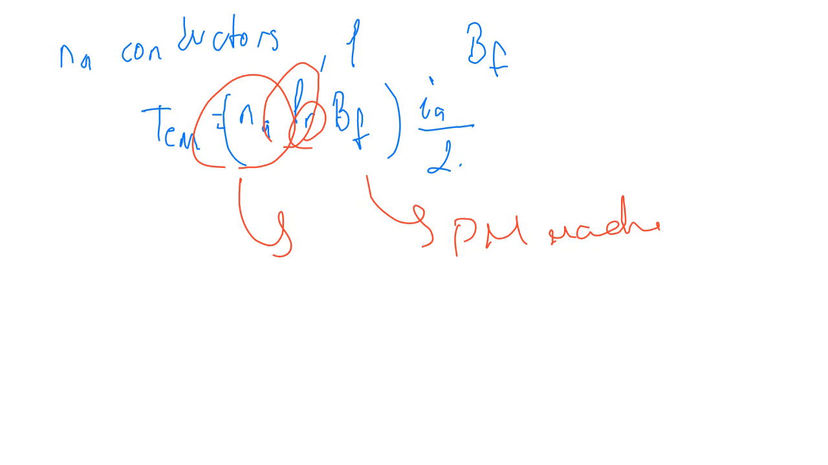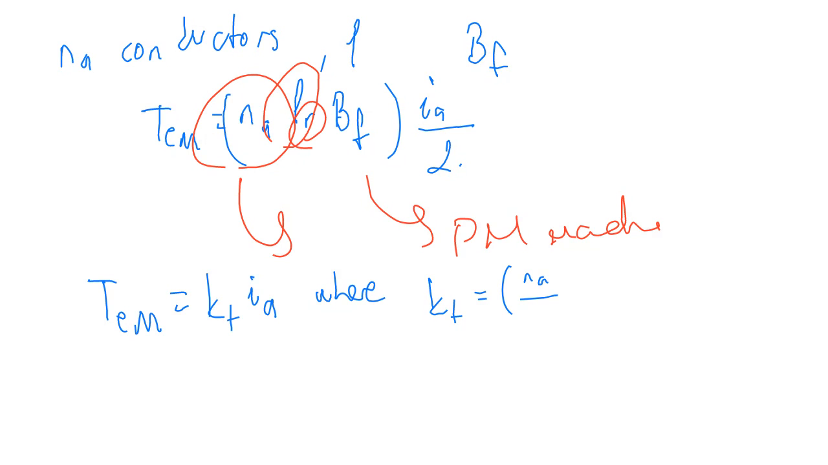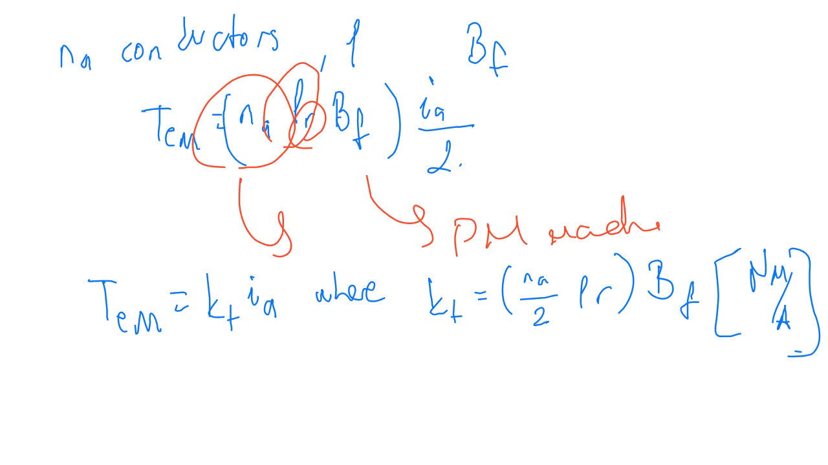Okay, these are fixed. Flux density Bf also has a fixed value in a permanent magnet machine. Therefore, we can write the torque expression. Tm, the electromagnetic torque, equals Kt times the armature current, where Kt equals Na over 2 L r Bf, with unit Newton meter per ampere. This is our first expression.